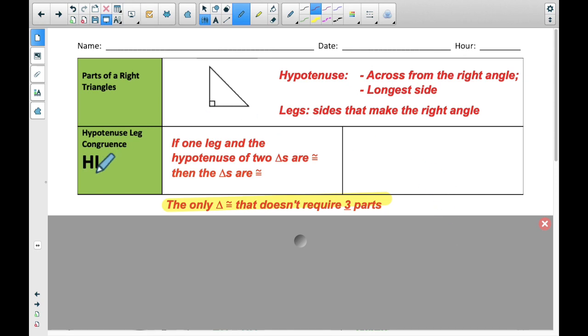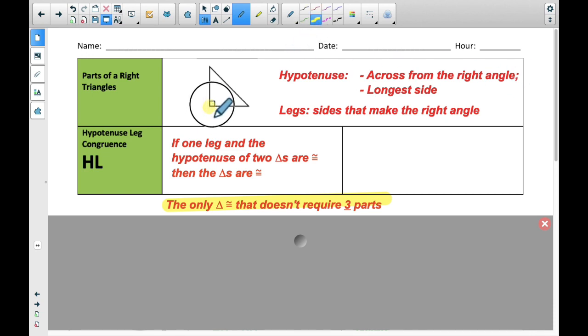All right, on the back, this is the theorem that I've mentioned, but we haven't actually talked about it yet. It is the HL theorem. HL stands for hypotenuse leg. So what it says is if one leg and the hypotenuse of two triangles are congruent, then the triangles are congruent. Well, to understand this, you have to remember what is a hypotenuse and what is a leg. So the hypotenuse is the one that's across from the right angle.